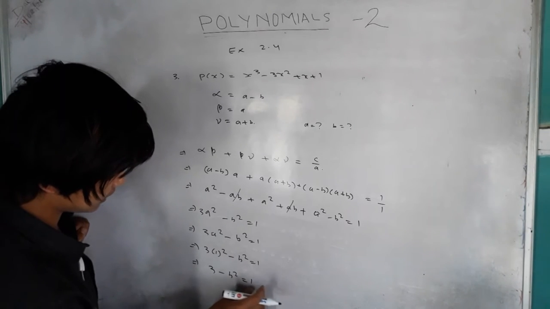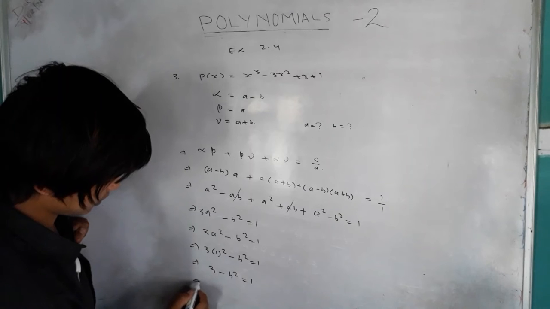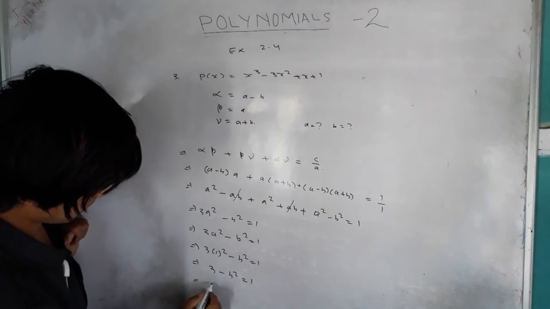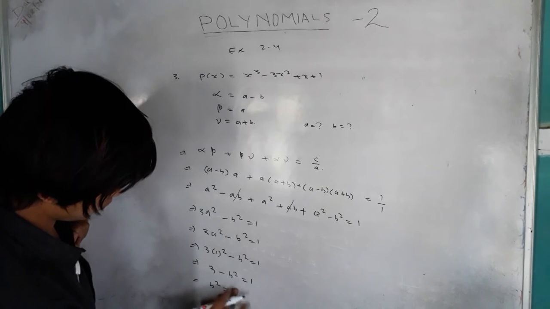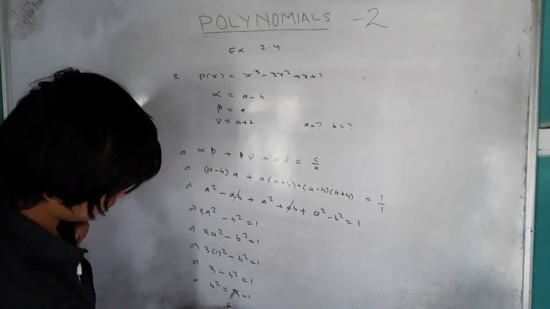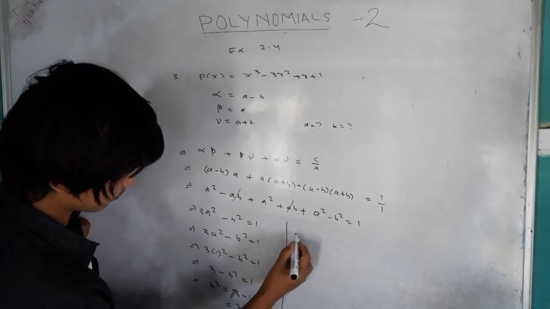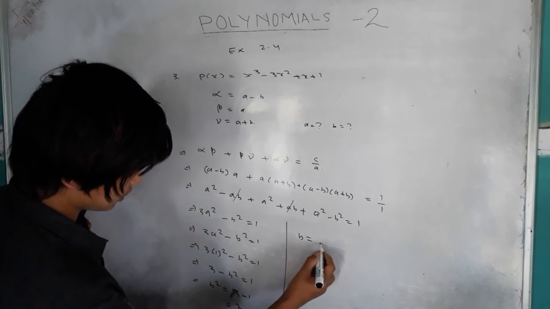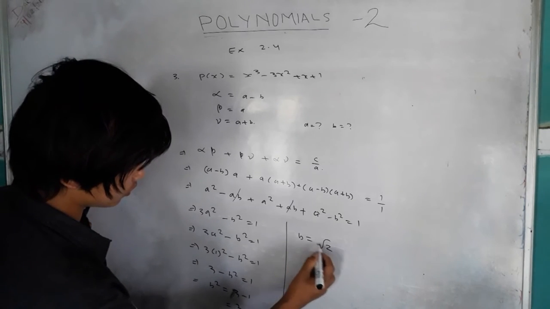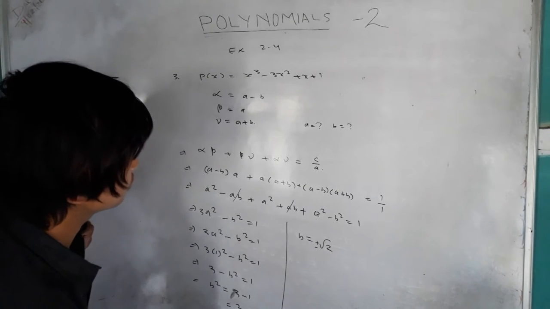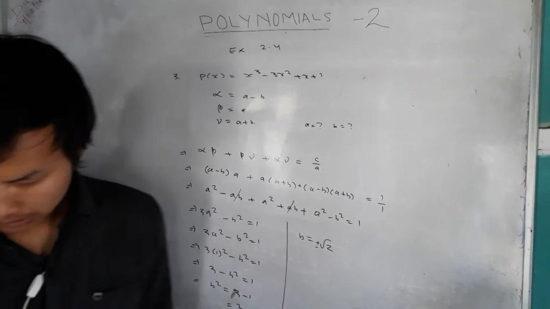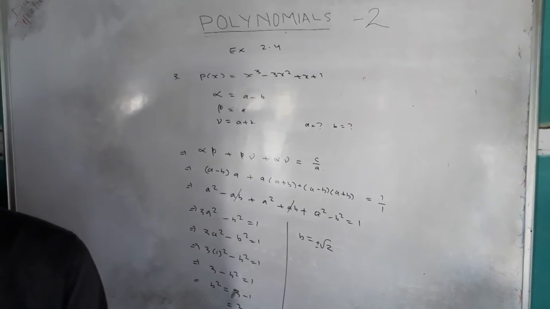I'll take this b that side, and I'll take this side equals to 3 minus 1 is 2, means b means under root 2 or plus minus under root 2. Okay, this is our value. So we got the value of a and b. We'll go to next question number 4 and 5.